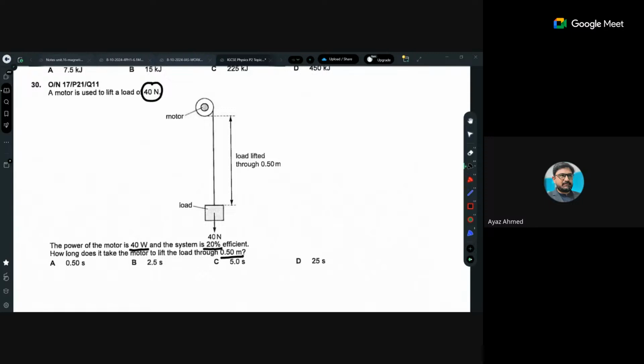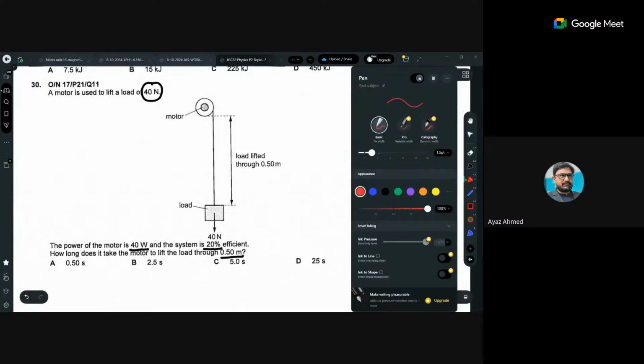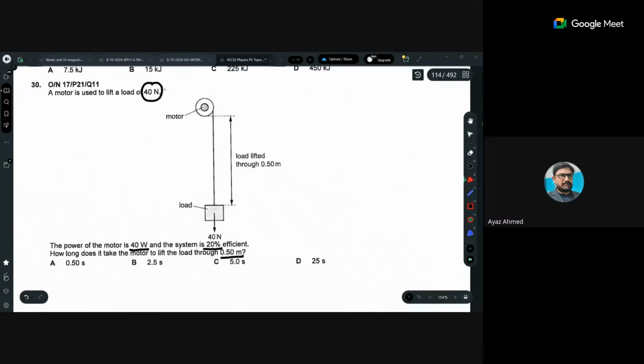So actually, what does the examiner want from us? This is basically the time. This is the force, or you can say it is actually the weight rather than force. The motor is lifting that load in the upward direction. This is the total height which it is lifted. And what is the power of the motor? The motor is 40 watt, so this is your input power, and this 20% is your efficiency.